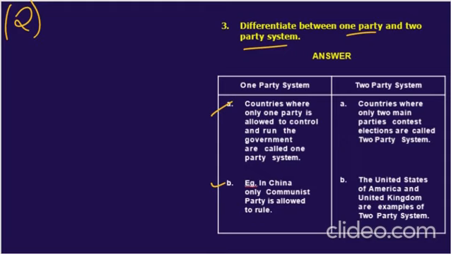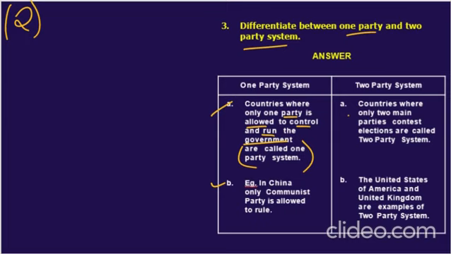Right. So let's understand the first thing. First is a simple definition and example. That's it, because it's of 2 marks. So one party system. What do we mean by one party system? The countries where only one party is allowed to control and run the government is called a one party system. Very simple, clear definition. Here you don't need to explain. Just write a small definition. That's it. This definition, this 1 mark you have got.